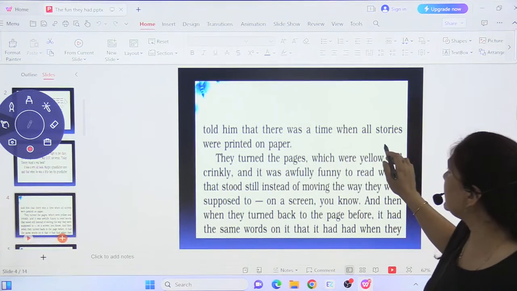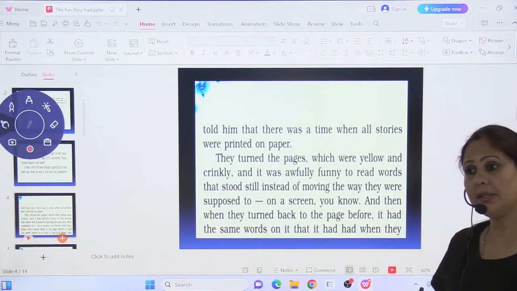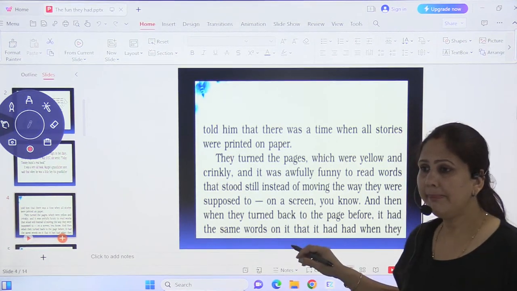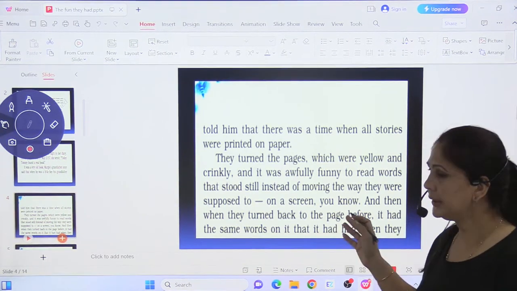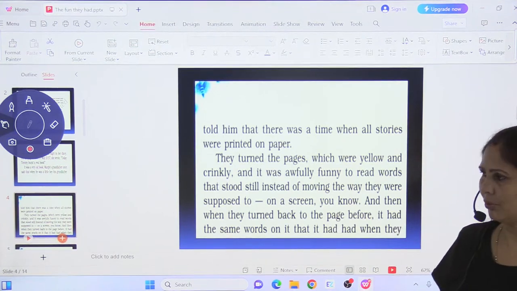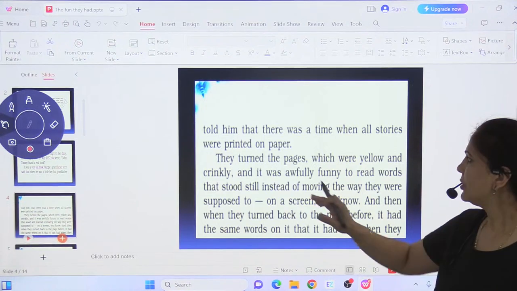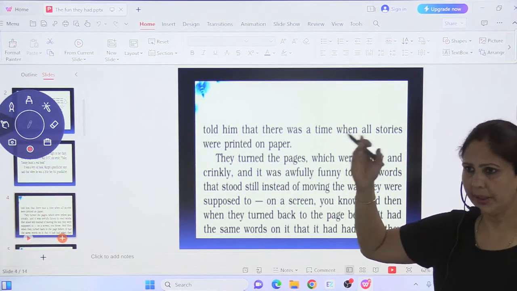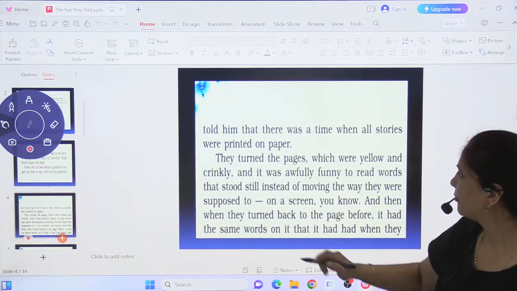that there was a time when all stories were printed on paper. So Margie's grandfather's grandfather told him that there was a time when the stories were printed on paper. And how are these children reading it? Through e-books. They have e-books where the words move on the screen. So it was quite shocking for her to think that there were books where the words are printed. They turned the pages.